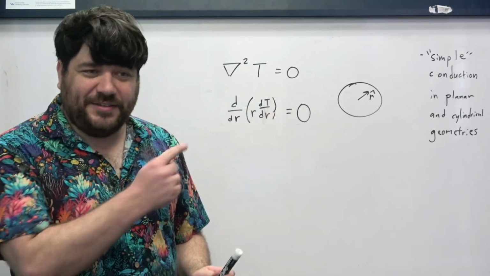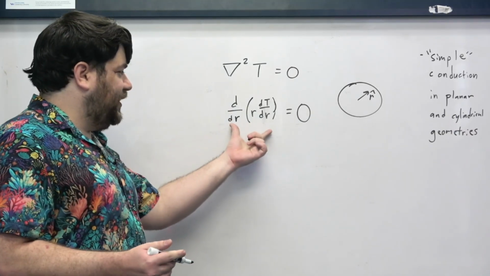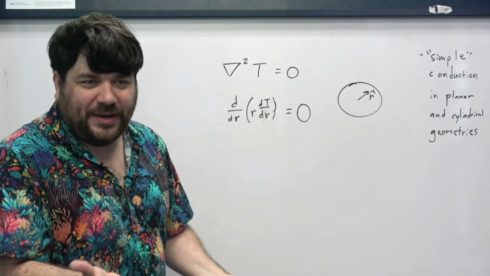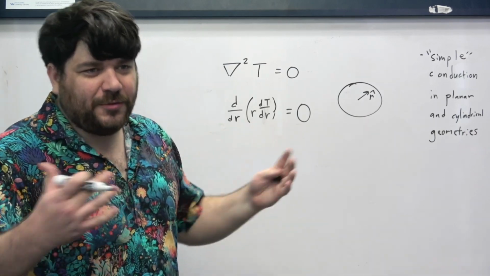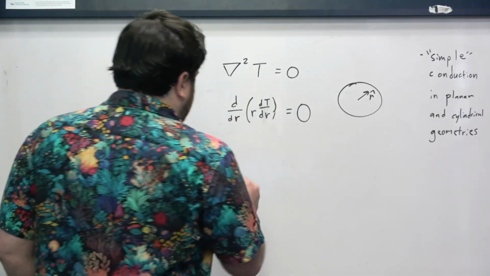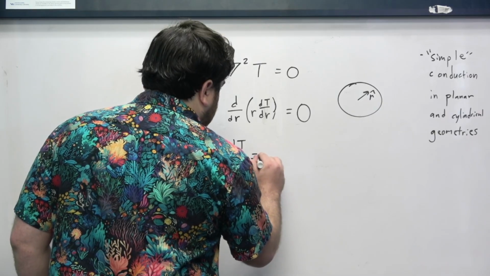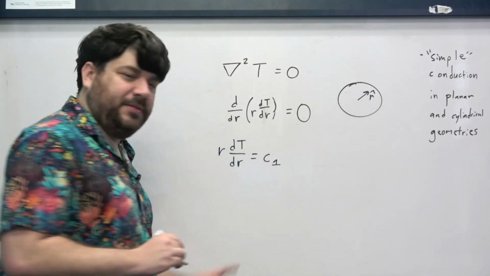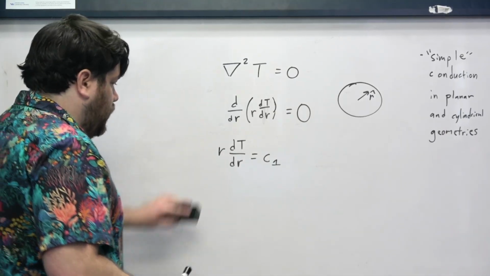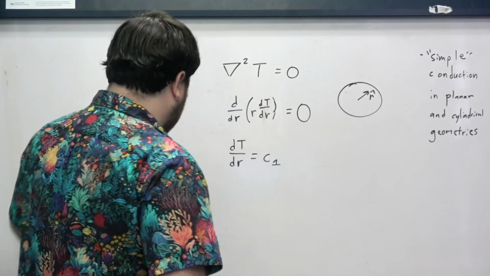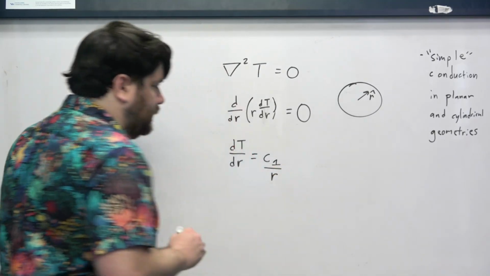So now we have to integrate this expression, and that's relatively simple. If we integrate this derivative of R dT/dR with respect to R, we're just going to get the same thing back. And if we integrate 0 with respect to R, what are we going to get? Just a constant. So we wind up observing that R dT/dR is equal to C1. Or, moving the R around, dT/dR is just equal to C1 over R.